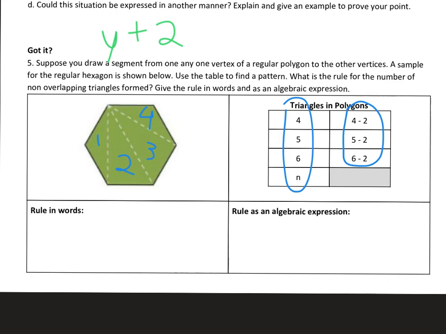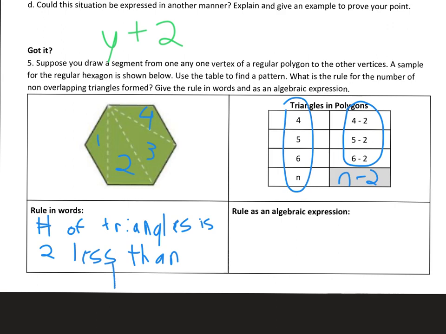So this is kind of like the last example. We see the pattern. The number of triangles is always going to be 2 less than the number of sides. So I could say the number of triangles I can make is 2 less than my number of sides. Pretty straightforward. There's always 2 less.